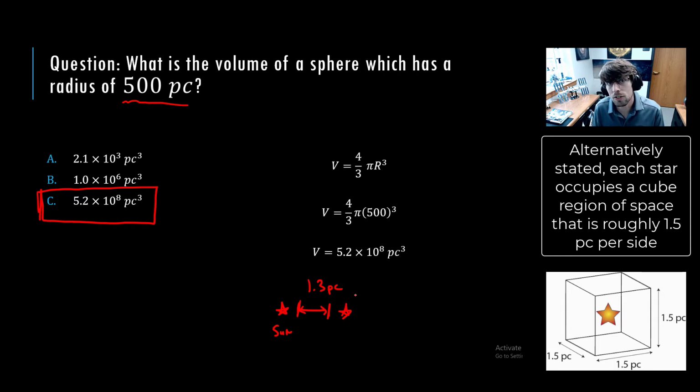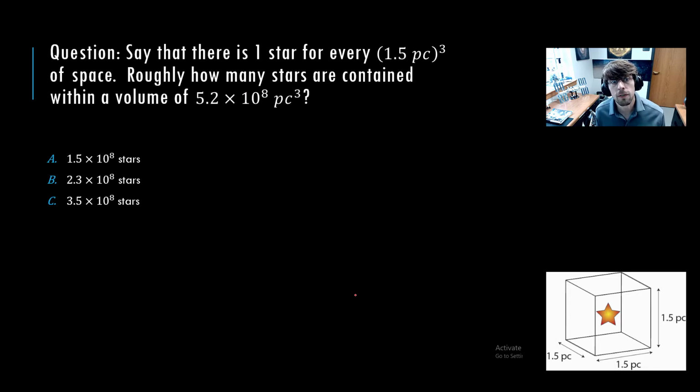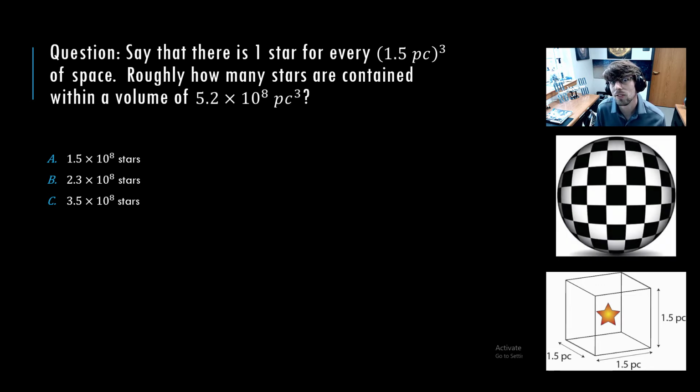Okay? So here's the question for you. We just calculated the volume of a sphere that has a radius of 500 parsecs. And let's assume for a moment that there is one star for every 1.5 parsecs cubed. Question for you. In this sphere surrounding the Earth, how many stars, ballpark, are contained within that sphere? Go ahead, see if you can come up with an answer.